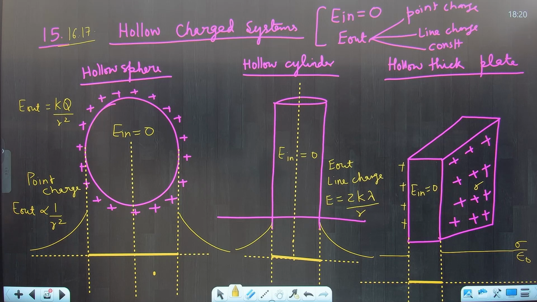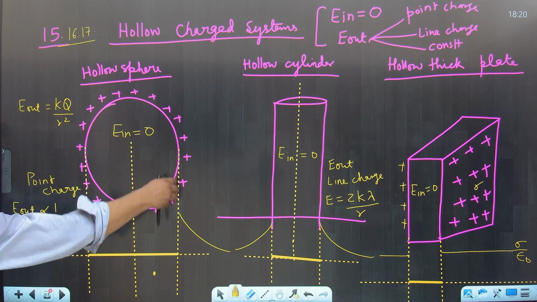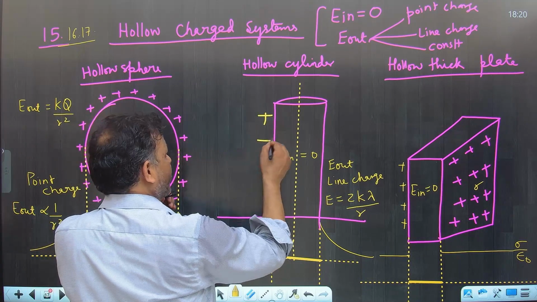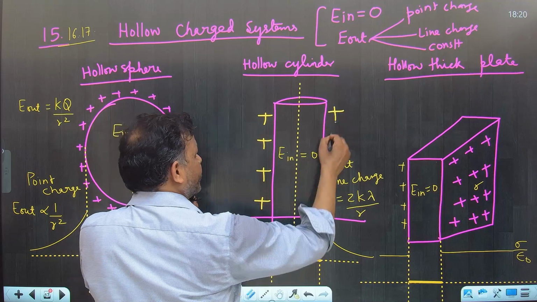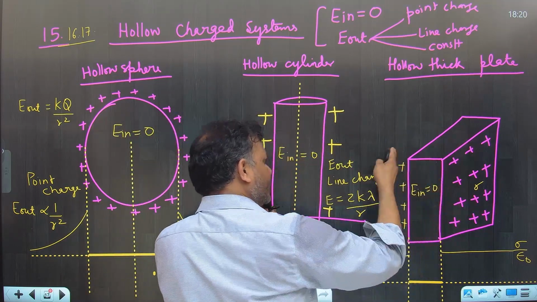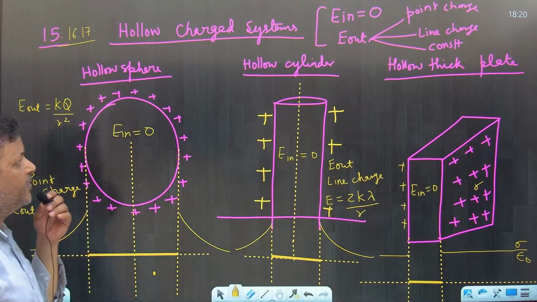Hollow charge systems. There are three systems you can see. One is hollow sphere, another is hollow cylinder, and last is hollow thick plate. So this is a hollow sphere, charge is distributed over its surface. This is a hollow cylinder, charge is distributed on its surface. And this is a hollow plate, a thick plate. One layer is here, another layer is on the back of this another sheet.